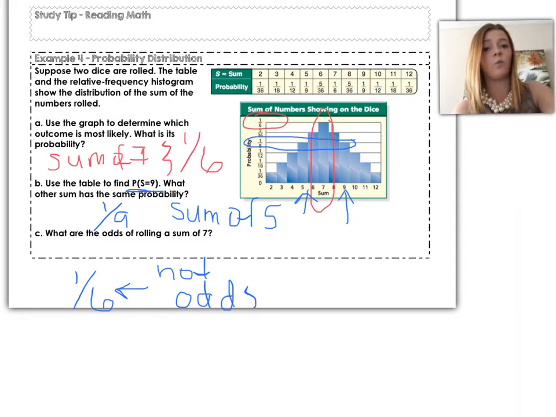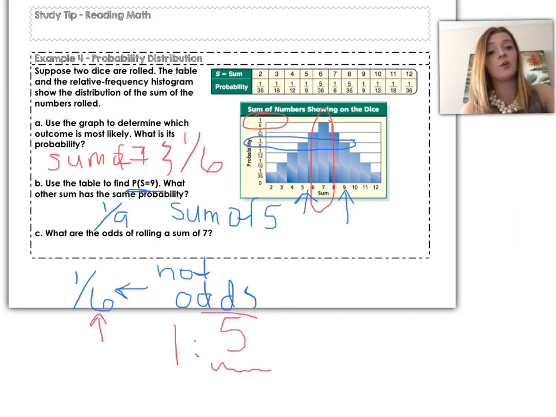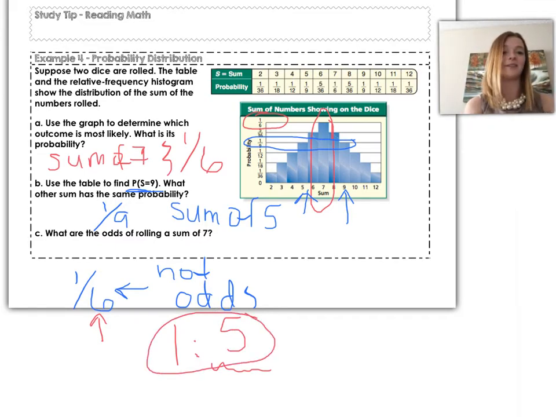So we're going to have a ratio of 1 to the number of failures. Now this is where we look at our total. The total 6 represents the number of successes as well as the number of failures. So the difference between 1 and 6 is a difference of 5. So the ratio, or the odds, is a 1-to-5 odds of rolling a sum of 7.